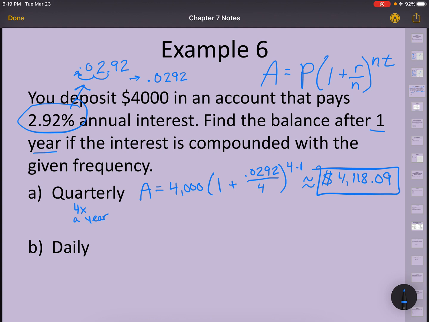Okay, so here we are quarterly. And daily, though, it's the same formula, but your N is going to change because all the other info didn't change at all. Quarterly meant 4. Daily, think about how many times in a year. Well, that's 365 times a year. So 365 is your N, in the exponent, and it's still for 1 year.